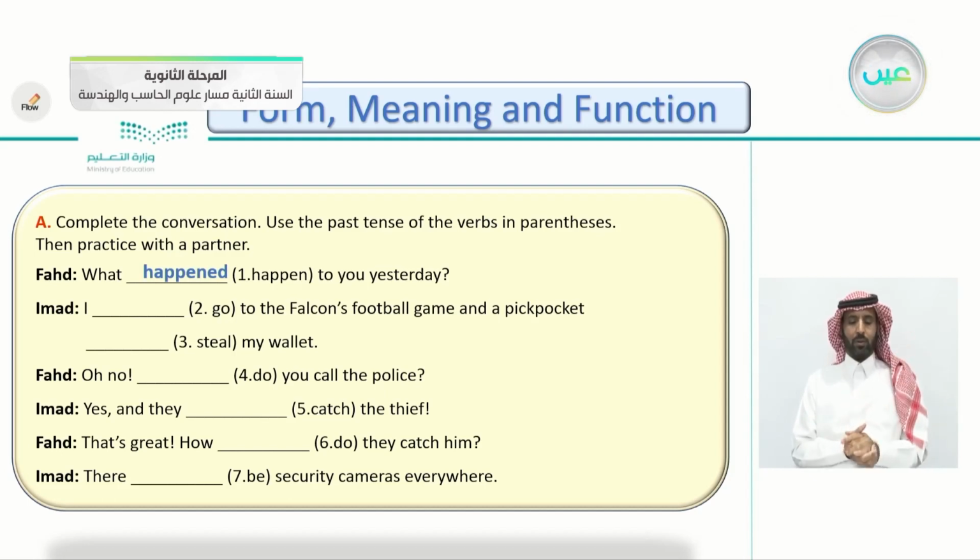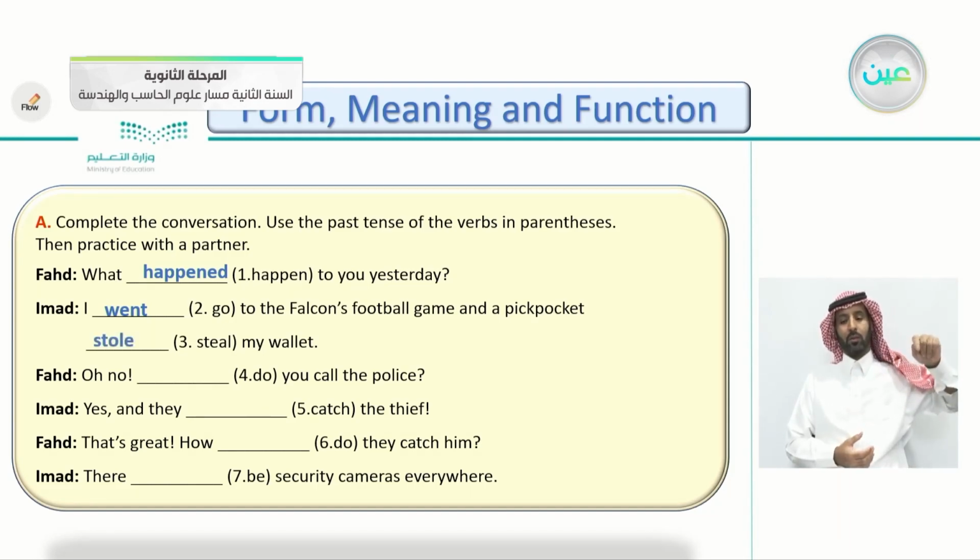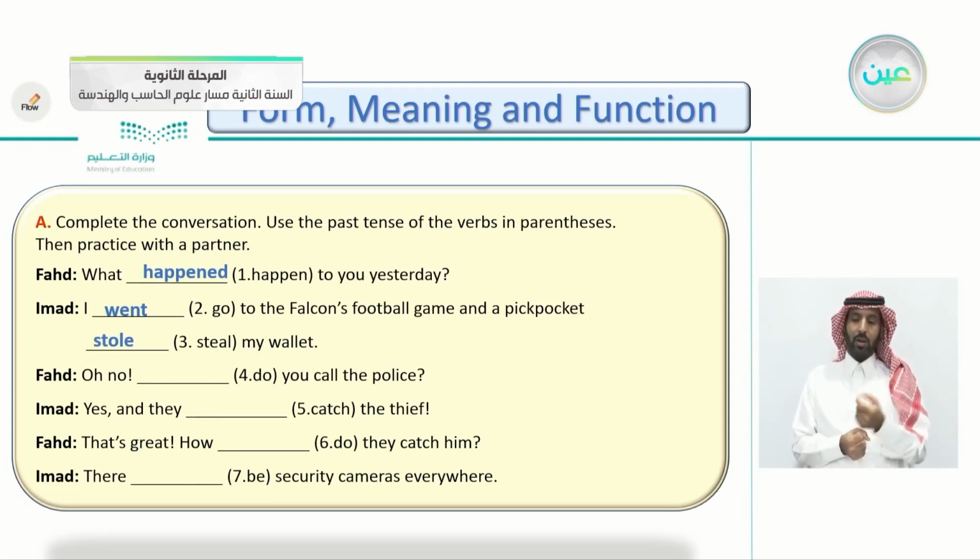Imad, I go. What's the past tense of go? Yes, this is a very easy one. An irregular verb here. I went to the Falcons football game and a pickpocket stole my wallet. Steal. Is it regular or irregular? Yes, stole my wallet. It's an irregular verb. Excellent. Fahad, oh no. Did you call the police? So the verb do. What's the past tense of do? Very good. It's did, which makes it an irregular verb.